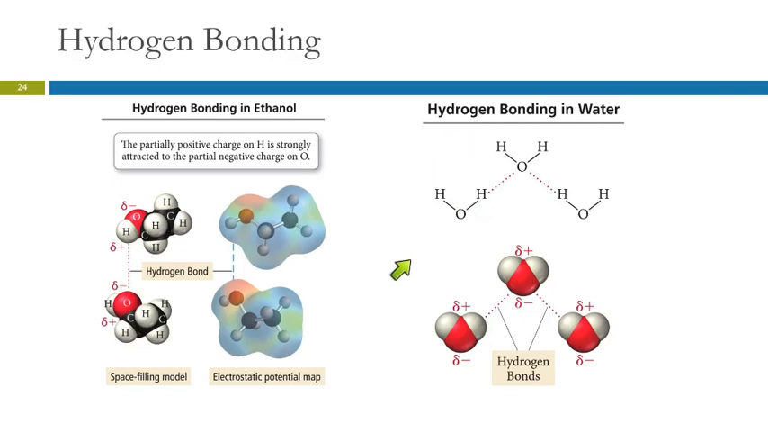Water also has hydrogen bonds. Water is a bent-shaped molecule because of the lone pairs on the oxygen. So we've got attractive forces between positive hydrogens and negative oxygens. And here's with the space-filling model. Any questions?